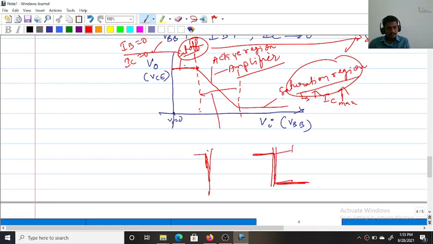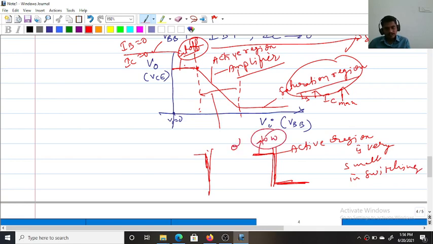So the active region is very small in switching devices. When the input is low, it doesn't conduct and is said to be in the off state. When the input is high, it is said to be in the on state. So it is the cutoff region and the saturation region. When the transistor is in the cutoff region, it is in the off state. When the transistor is in the saturation region, it is in the on state.